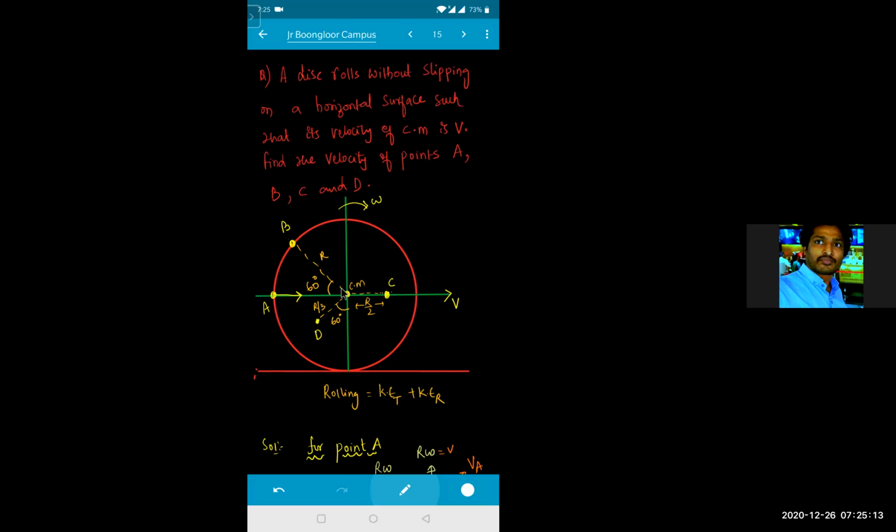So point A is at a distance of R. Point B is at a distance of R, but making an angle of 60 degrees. Point C is at a distance of R by 2. Point D is at a distance of R by 3.